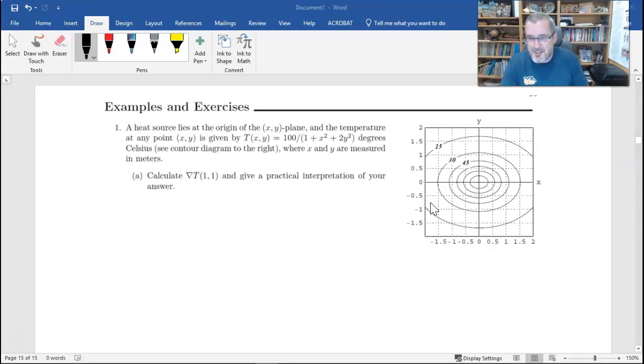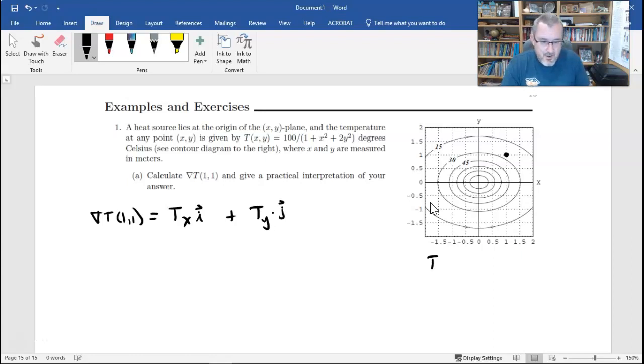So we have a temperature again. Temperature is measured in Celsius, x and y are measured in meters, and we're at the point (1, 1), which is right here. And first, the question is just to get the gradient vector. So let's do it. The gradient vector at the point (1, 1) would be found by taking the partial derivative with respect to x at the point (1, 1) i, plus the partial derivative with respect to y at the point (1, 1) j. So as I like to do, let's come over here and work on those partial derivatives.